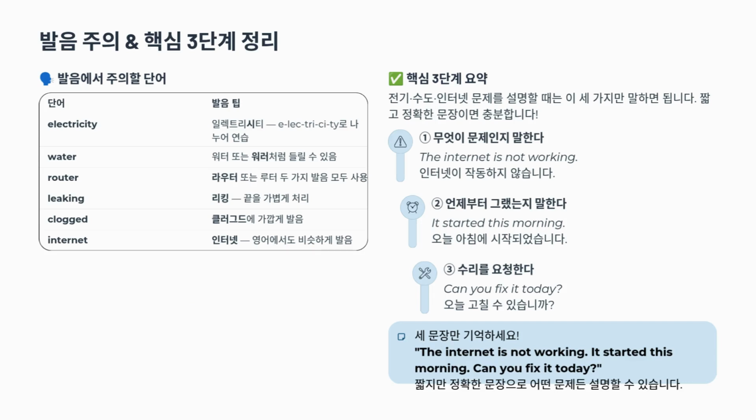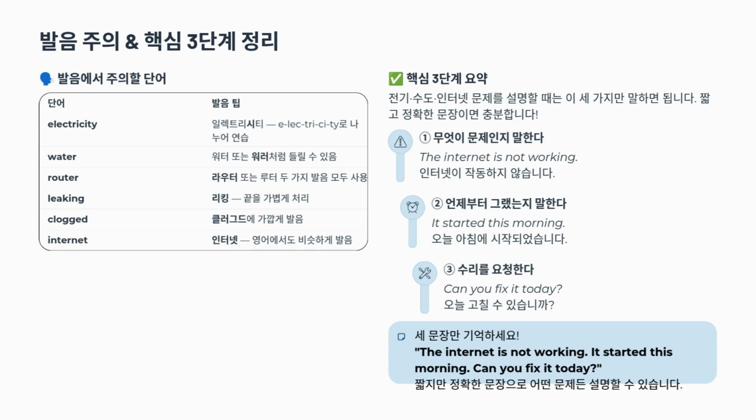Let us summarize the 3-step method for reporting a residential problem. Step 1. State the problem. The internet is not working. Step 2. State the time. It started this morning. Step 3. Request action. Can you fix it today?